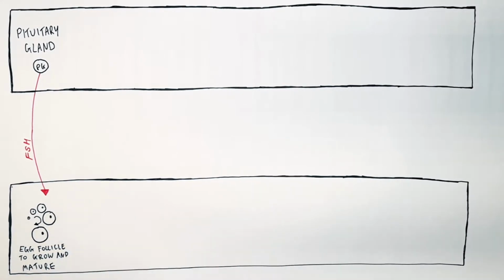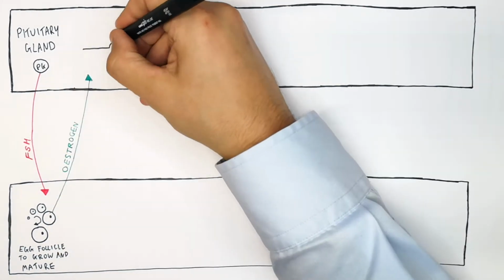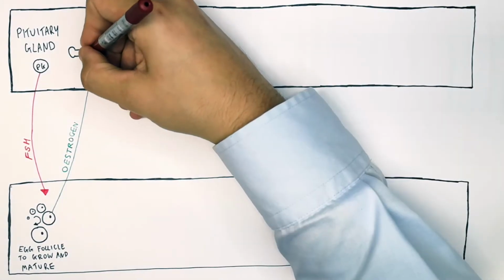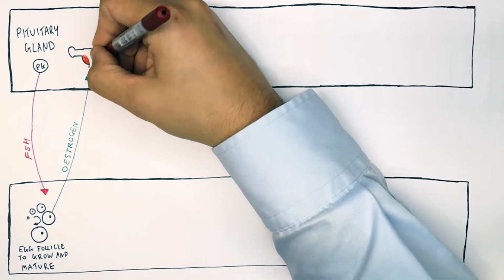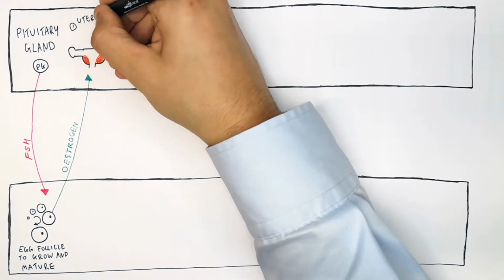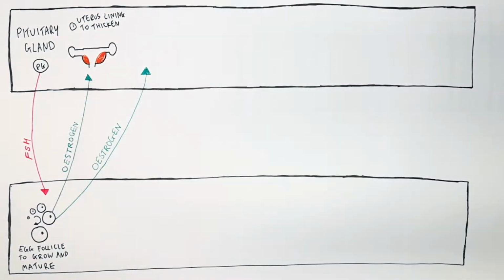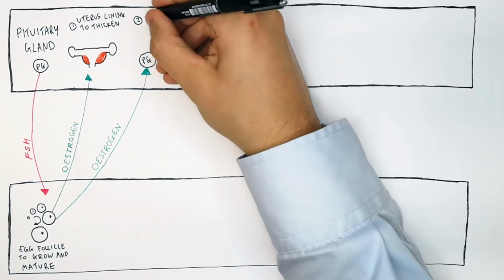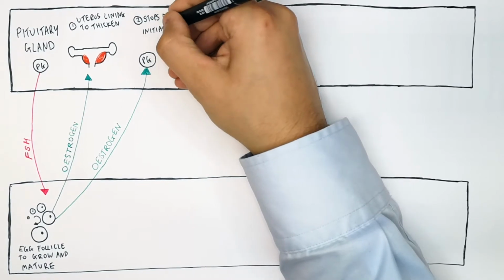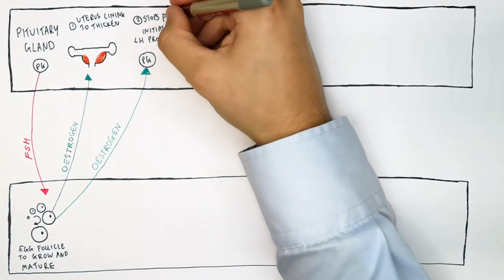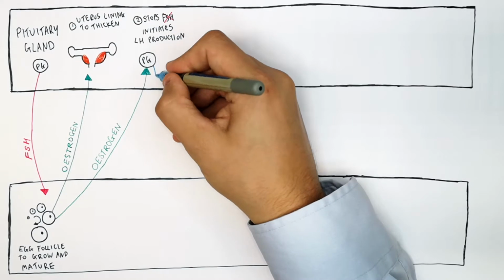That's step number one. Then the estrogen is produced by the egg follicle, and this causes the uterus lining to thicken. Estrogen also goes to the pituitary gland, where it stops FSH production and initiates LH production. This is because the egg follicle has grown and matured.